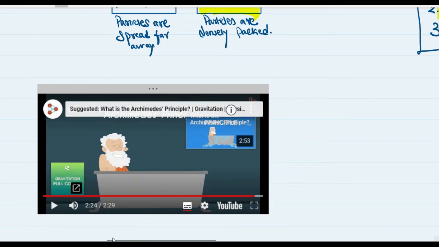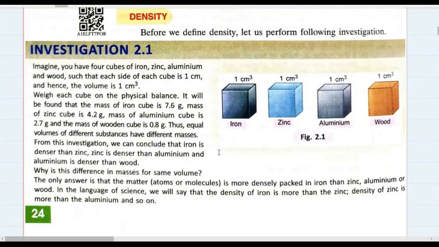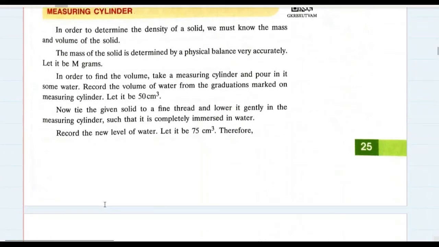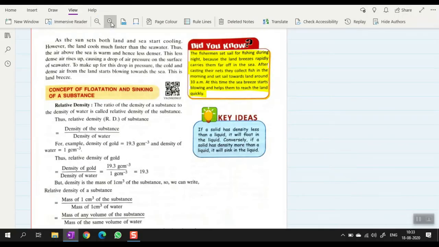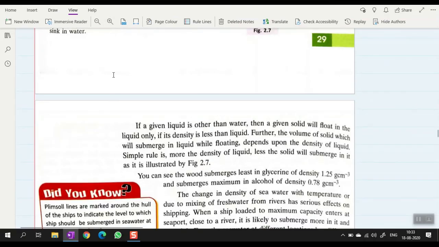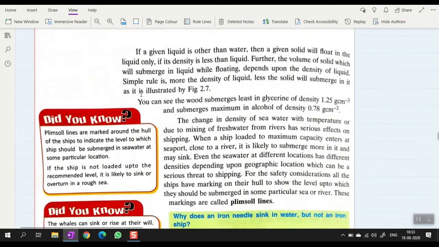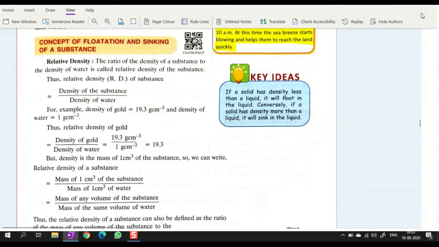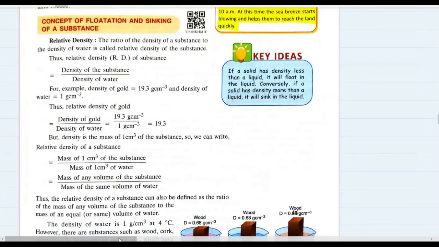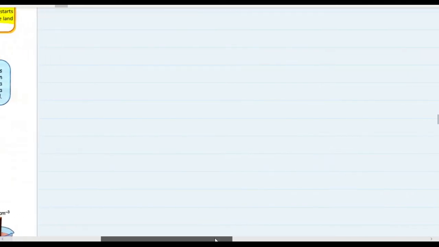Okay, great. So I think the concept of density is very clear now with all of you. So just take notes in this class. Okay. So why do some substances float and why do some substances sink? In order to understand flotation and sinking in more detail, we must understand the concept of relative density. So let me give you a brief idea about relative density.